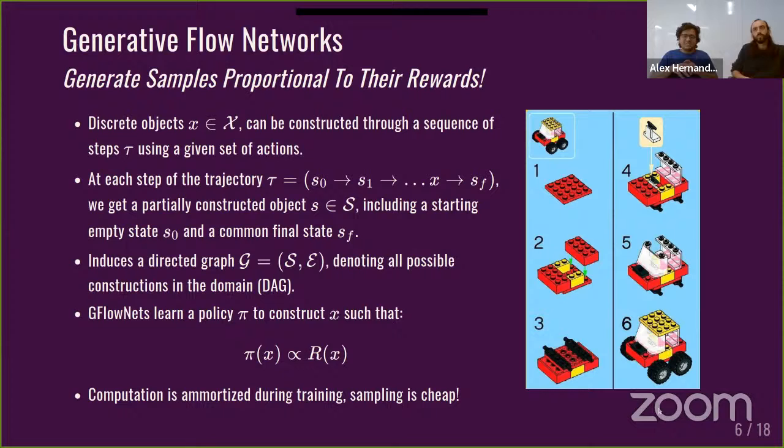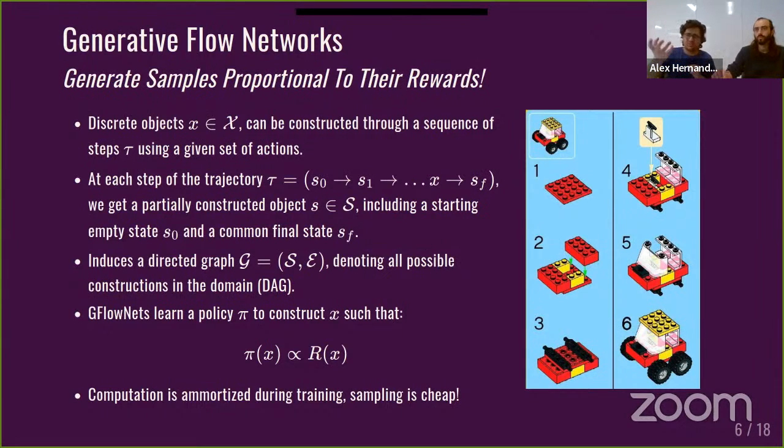Let me set up some preliminaries, which is the setting that we are working in. For the purposes of this talk, we'll be focusing on settings where we are trying to sample, or construct, a discrete object. In this example, let's say this Lego car. That's a discrete object of interest, and it is a compositional object in the sense that we can construct X by putting together a bunch of building blocks.